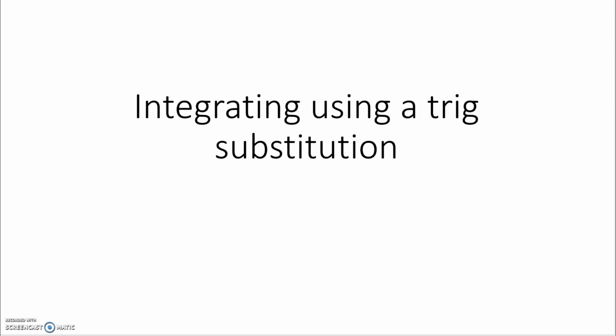This problem is looking at integrating where we're using a trig substitution. And you would use this technique for any integration where you have the form 1 over A plus B sine theta plus C cos theta, where A, B and C are constants.